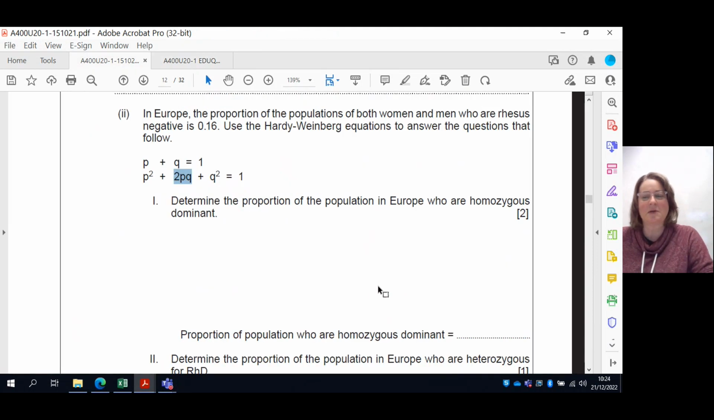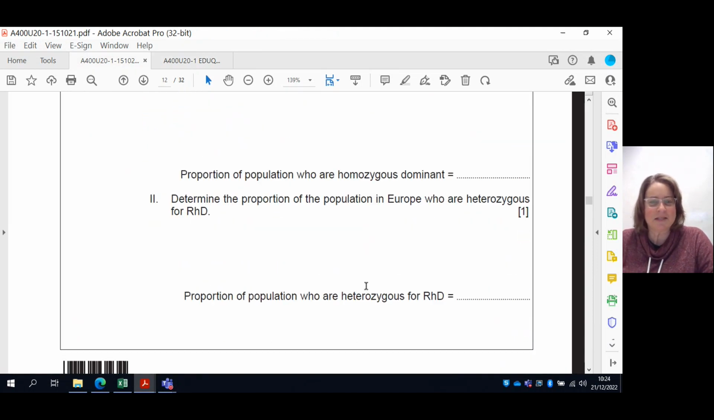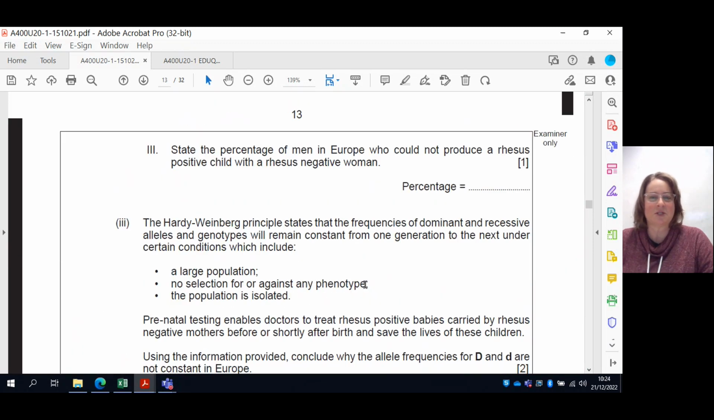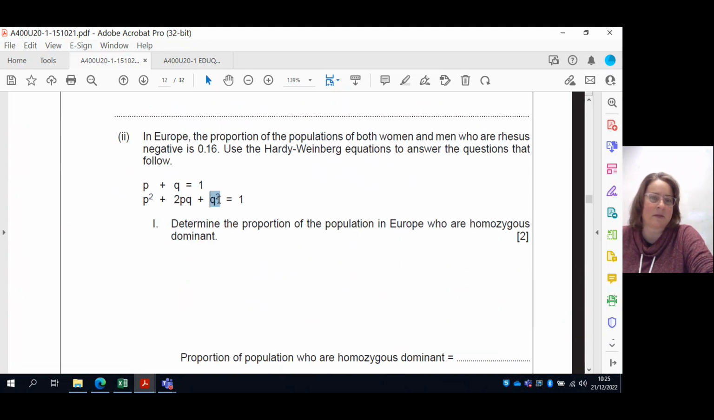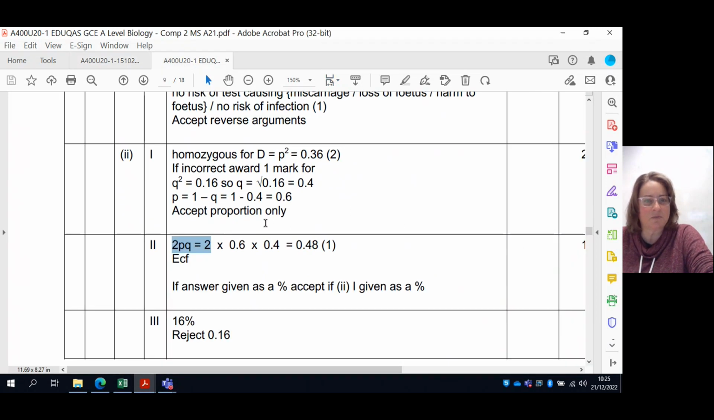The next question is not nice because, if you look at it, here we go. This question here, state the percentage. So it doesn't want a proportion here, now it wants the percentage of men in Europe who could not produce a rhesus positive child. If they cannot produce a positive rhesus child, it means that they don't have an allele for positive. They only have the negative alleles. So which ones are we looking at? These ones.